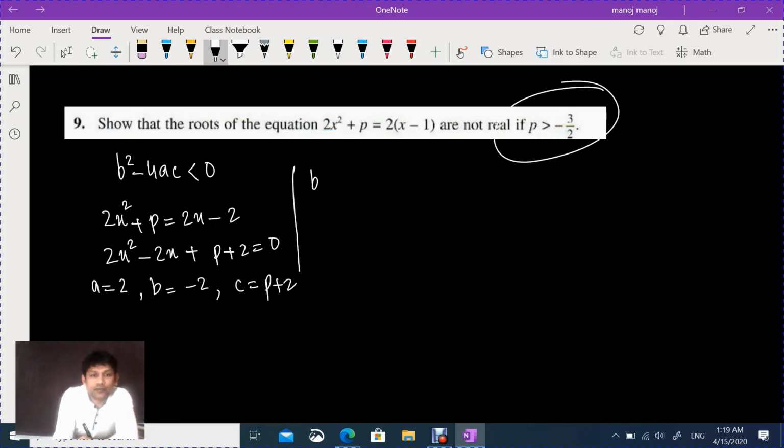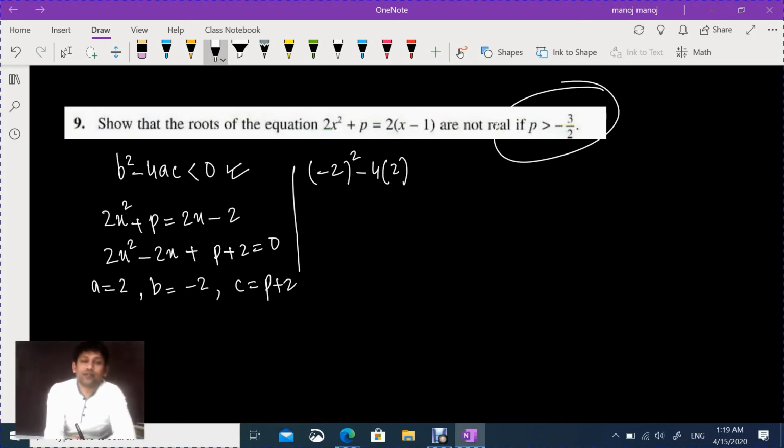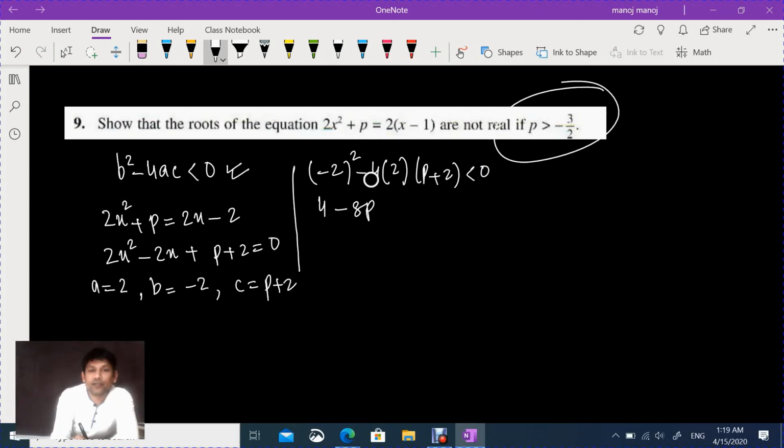Let me substitute the values here. B square minus 4ac: b is minus 2 whole square, minus 4 times a is 2, and c is p plus 2, less than 0. So 4 minus 4 times 2 is 8 times p is 8p, and minus times minus 8 times 2 is plus 16. So 4 minus 8p minus 16 becomes minus 12 minus 8p less than 0.